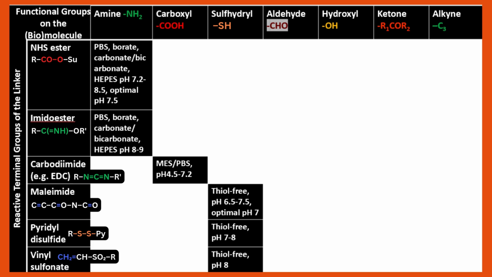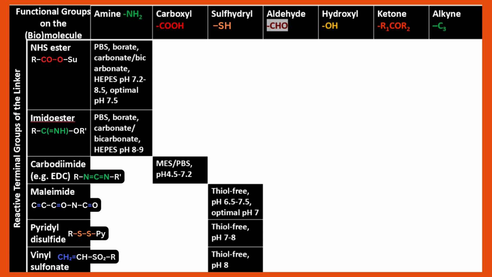Each filled box indicates a recommended buffer and pH range that supports a successful covalent reaction. What's especially helpful is the color coding, which highlights both the type of functional group and the exact reactive site involved in the chemical bonding. For instance, red indicates carbonyl-based groups, orange for thiol reactive groups, green for imine structures, deep blue for alkene and alkane groups, light blue for haloalkanes, and so on. This mapping helps you quickly match the right linker to the available functional groups on your biomolecule.